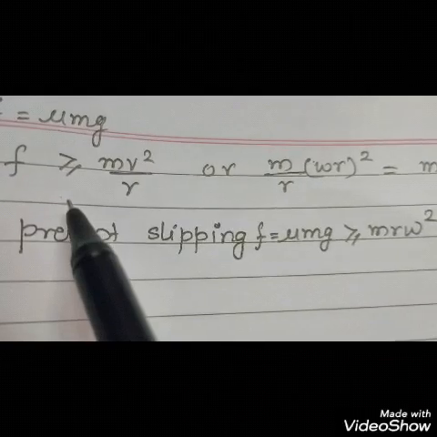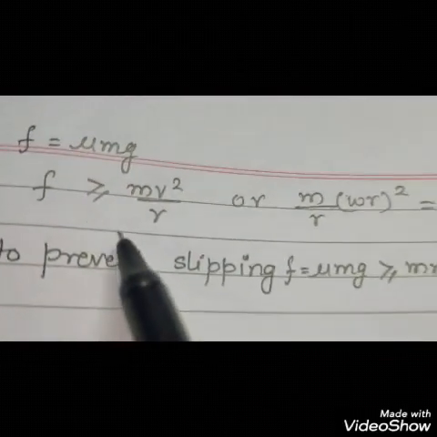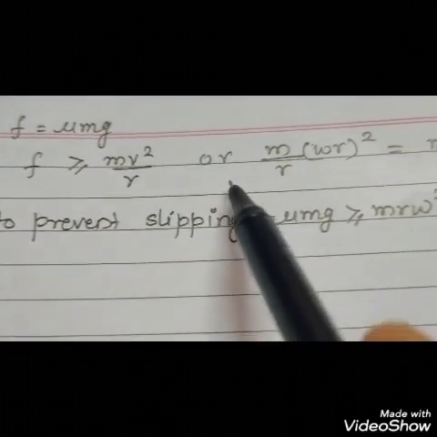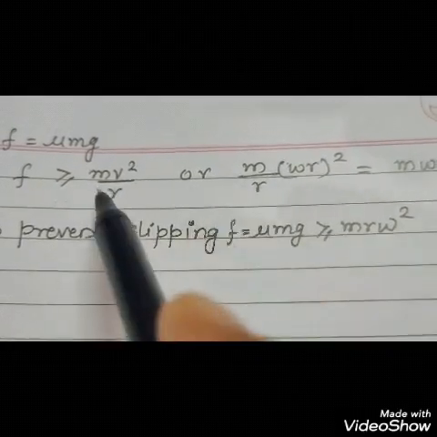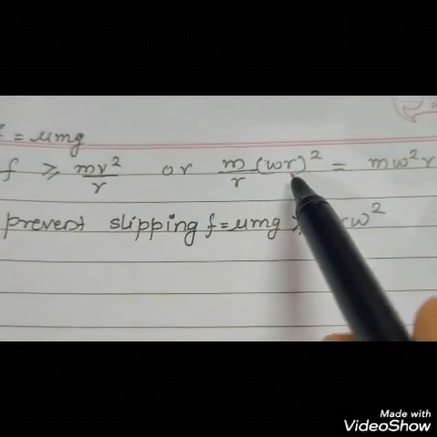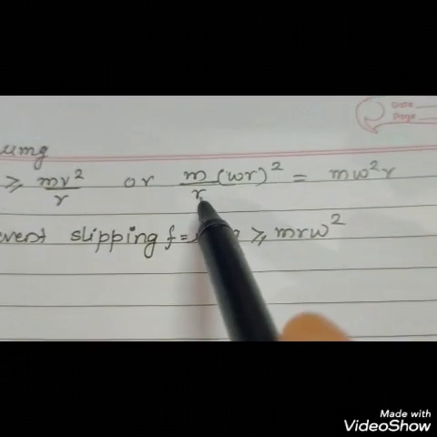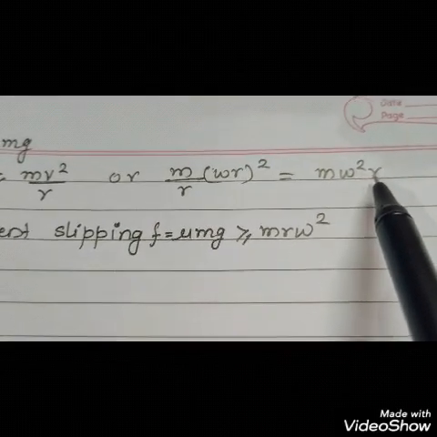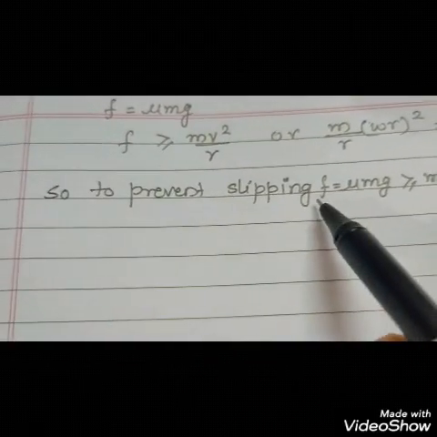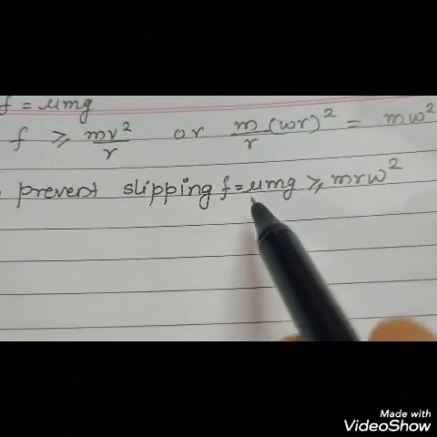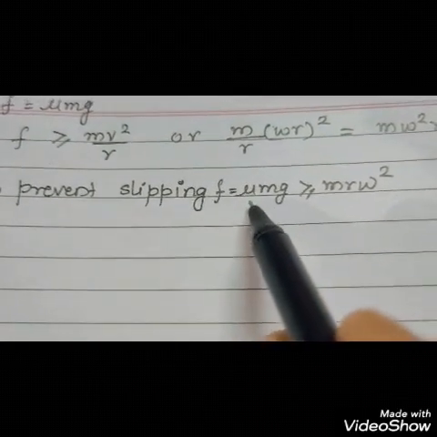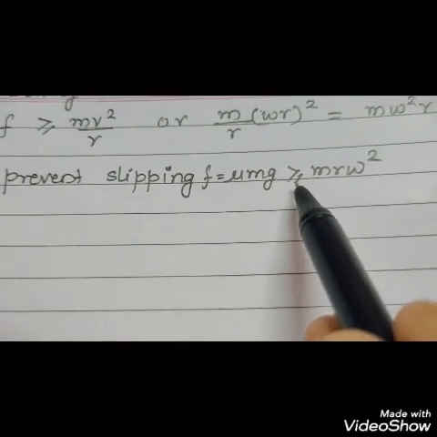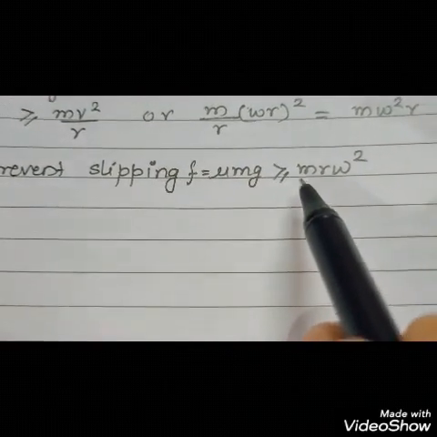That means this force F equal to mv square upon R, or in place of v we can write omega R. So it is m upon R, omega R whole square, and it will become m omega square R. So to prevent slipping, it is necessary that F, which is equal to mu mg, must be equal to or greater than m R omega square.